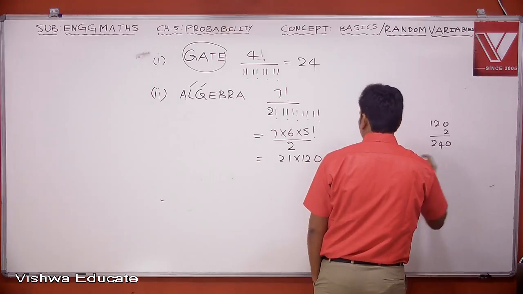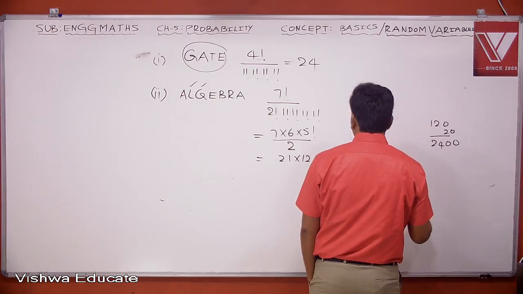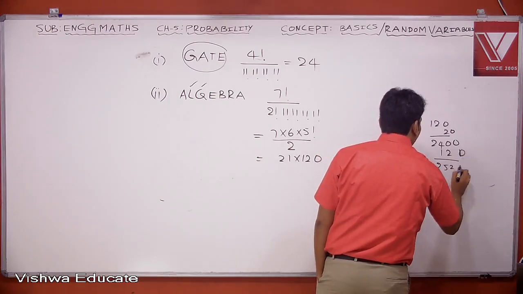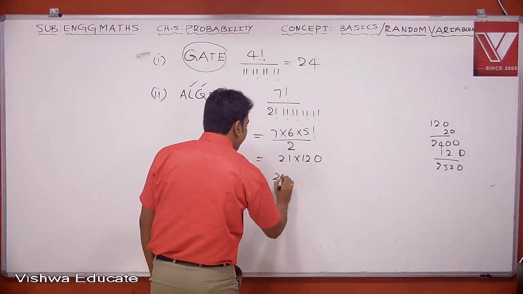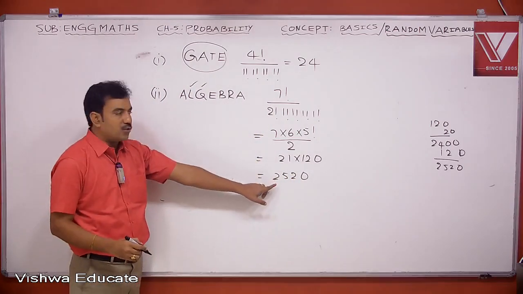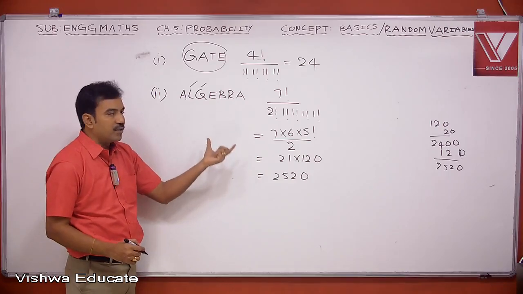So 240, 120 into 20. So this is 2400. So this is 120. So 2520. Therefore in this case, this is 2520 ways. So in these 2520 ways, the letters of the word can be arranged.